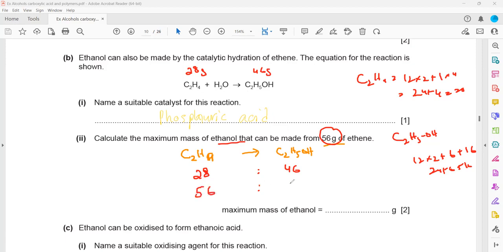But if we have 56, how much will it be? X, cross multiply. So it will be 56 times 46 divided by 28. This will be twice, so it will be 92. Is it clear? Yes, sir, clear.